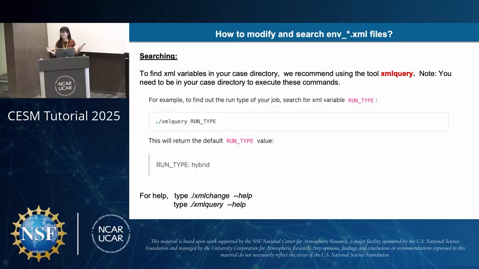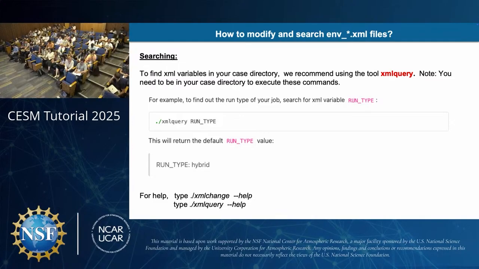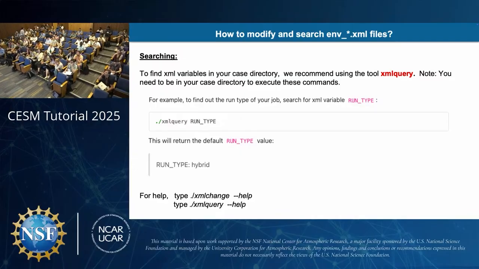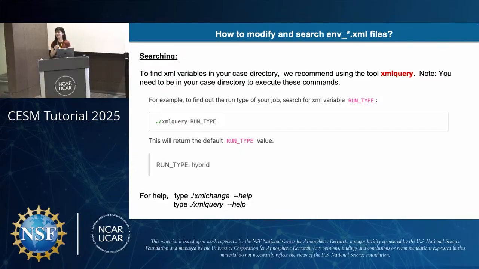Okay. More? Very quickly, can you remind me what's the difference between hybrid and branch? Oh, yeah. Well, this is in the document. Okay, I can find it. Yeah, no worries. Can you change the concept using XML change? No, because concept you can only change at the time you create your case. Yes, that's the only time.